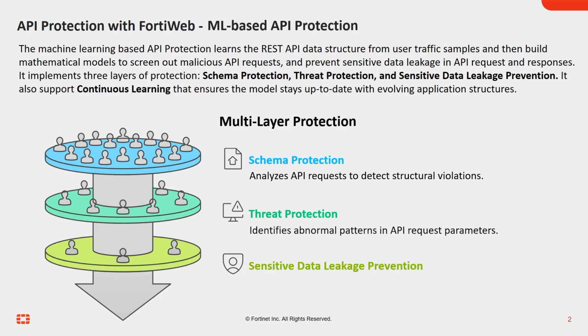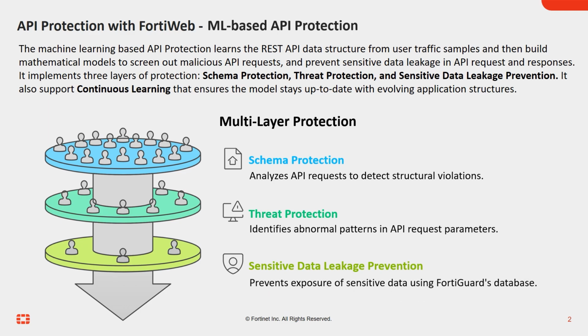The threat protection model learns parameter value patterns in API request bodies and then identifies API requests with abnormal parameter values. Sensitive data leakage prevention integrates with FortiGuard's extensive, customizable database of over 500 predefined data patterns and policies. The ML-based API protection adds another layer of identification and visibility into potential exposure of sensitive information in API responses.